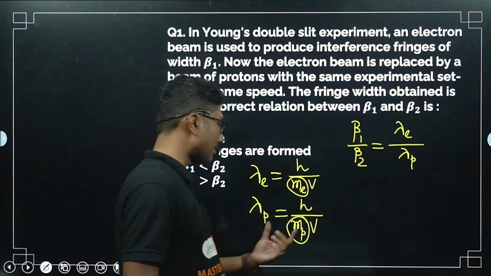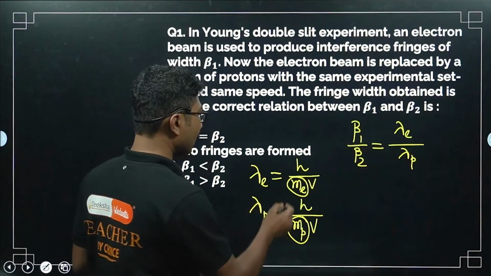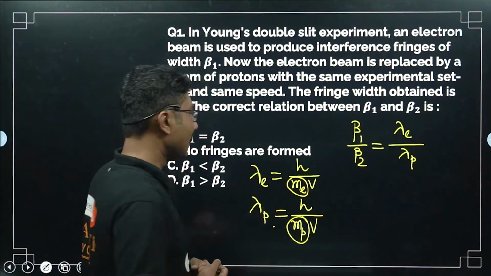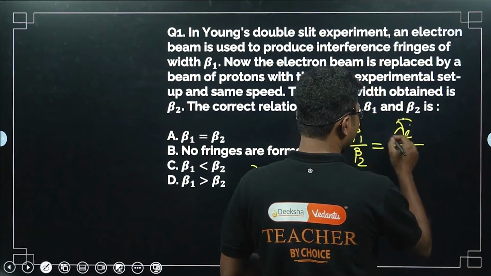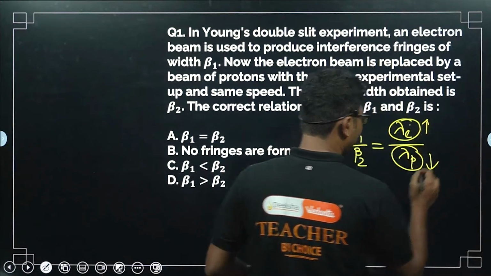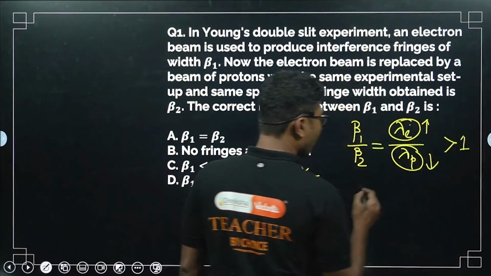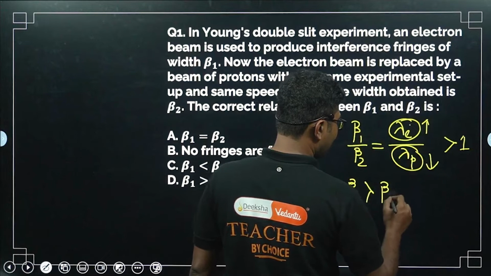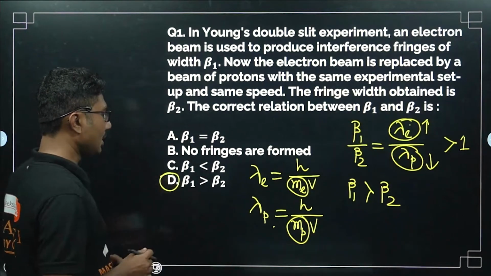Now what can we say about this mass? More mass, wavelength is less. So for electron the wavelength will be more, for proton the wavelength will be less. So we can say lambda electron is greater than lambda proton. So this ratio is greater than 1, or we can say beta 1 is greater than beta 2. So the correct option is option D.